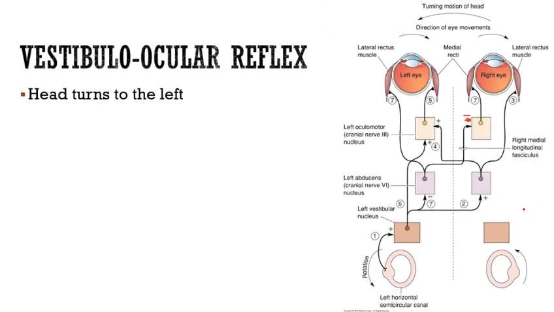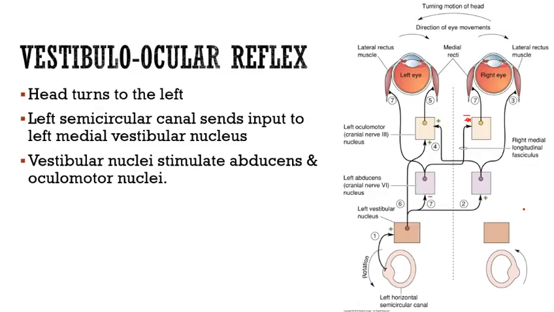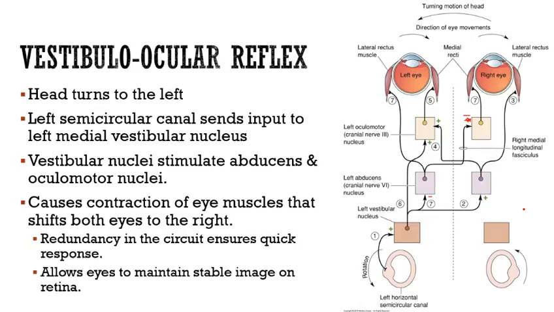Does that make sense though, as far as what's going on here? So we're turning our head to the left. The left semicircular canal sends input to the left medial vestibular nucleus, which then sends input to the abducens and oculomotor nuclei. Those two collectively are in charge of controlling the medial and lateral rectus muscles. We're going to stimulate this medial rectus muscle and inhibit this one, which will cause this eye to turn to the right. We're going to stimulate this lateral rectus muscle and inhibit the medial one, which will cause this eye to turn to the right. And so both of our eyes are going to pivot to the right even as our head is turning to the left. And it's all reflexive, it's automatic, and it doesn't even require visual input.